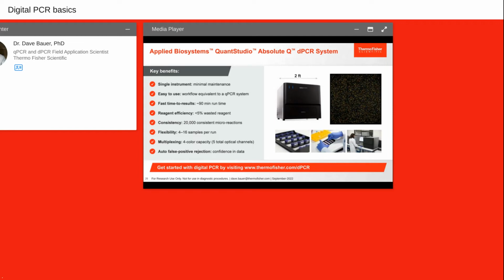We'll talk shortly about this, how multiplexing gives you more information per run. The Absolute Q is a 5-color system. One of the colors is for quality check, and then the other 4 are available for target multiplexing. And the system has a unique ability for auto false positive rejection, which means we can have great confidence in our data, which is extremely important when you're dealing with low concentrations, where each positive spot, each fluorescent signal, we really need to know that it was truly because of our target and not other artifacts.